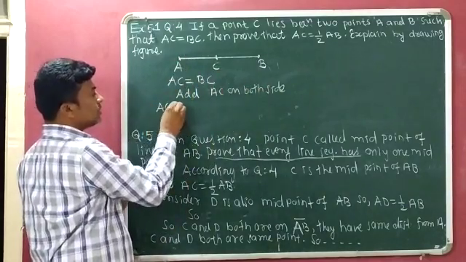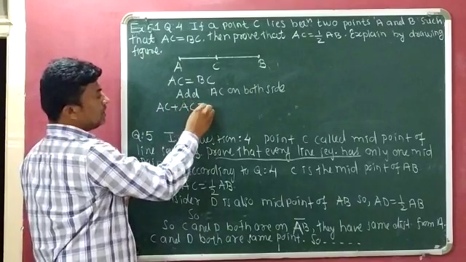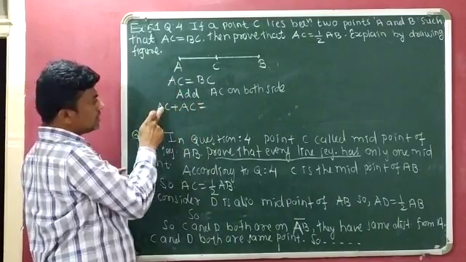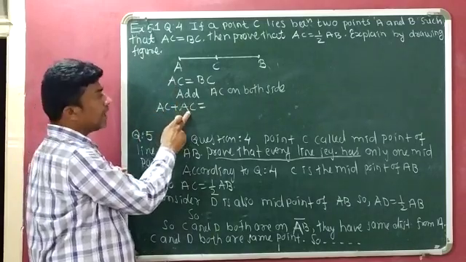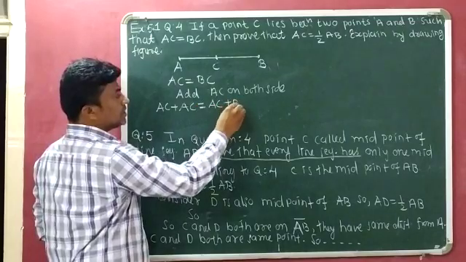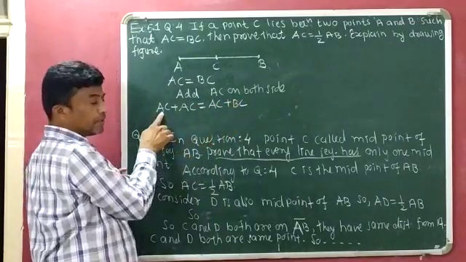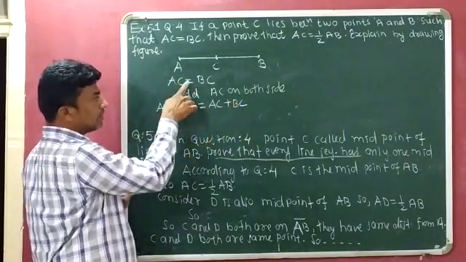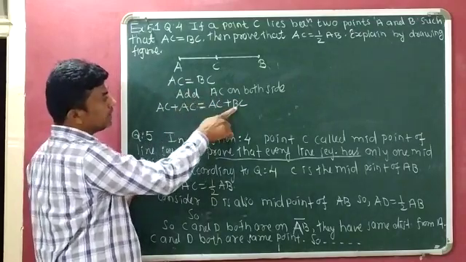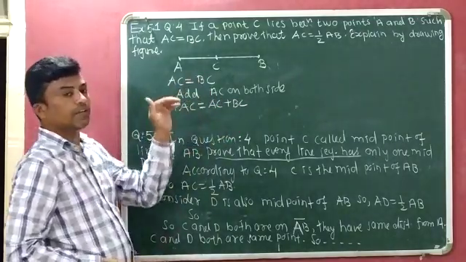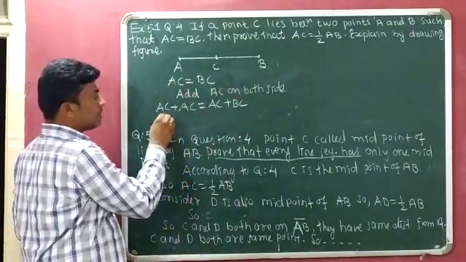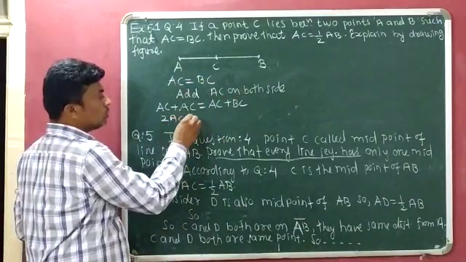So AC plus AC is equal to, here this AC is given and we add one AC, then one AC we can add here and then BC. So AC plus AC is equal to AC plus BC. Means here we added AC on both sides. Now 1 AC plus 1 AC is equal to 2 AC.